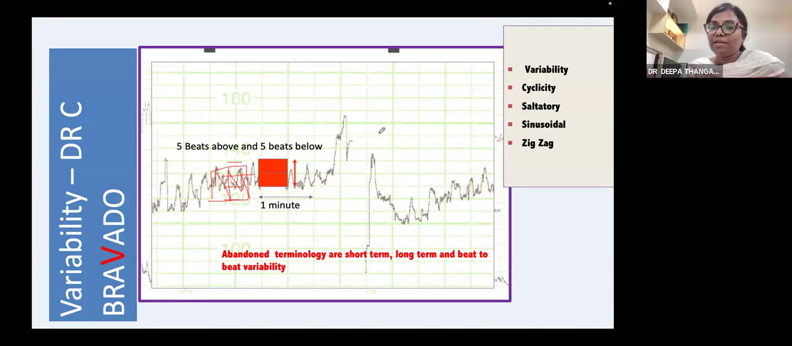Whenever you see the variability, check it in the same place where you check the baseline heart rate. If the baseline variability is less than 5, it is reduced variability. If it is more than 25, it is saltatory. Then what is sinusoidal, what is zigzag, and what is cyclicity? Anyone know cyclicity? What is cyclicity?